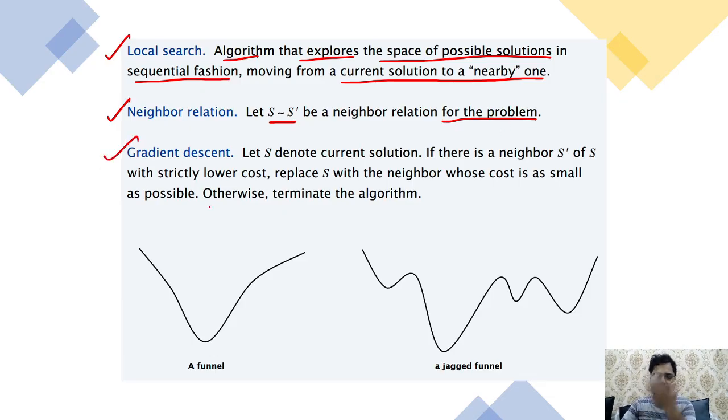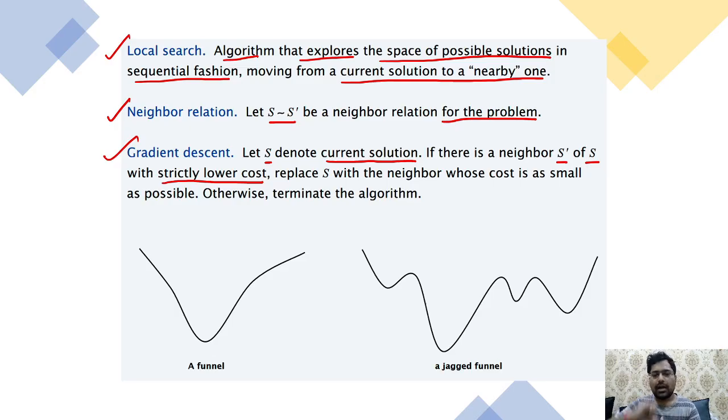Gradient descent is a concept that is used here. Let S denote a current solution. Suppose you just reached this one, this is your solution, and the next solution is this one. In gradient descent, if there is a neighbor solution S dash of S with strictly lower cost, what are the costs that you have? If the current cost is lower than the neighbor cost, you need not switch.